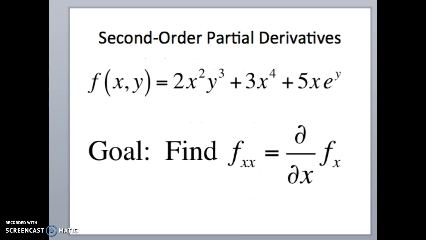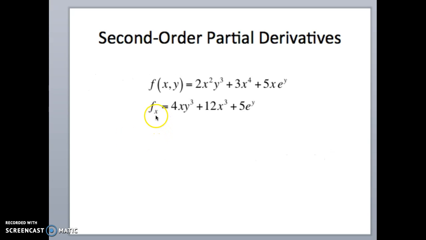So this is our function of interest. F of xy was 2x squared y cubed plus 3x to the fourth plus 5x e to the y. And our goal now is to find f sub xx. So we first do a partial with respect to x, that's what the first x represents. Then we do a partial with respect to x again, that's what the second x represents. So I will use this notation, f sub xx is the partial with respect to x of f of x.